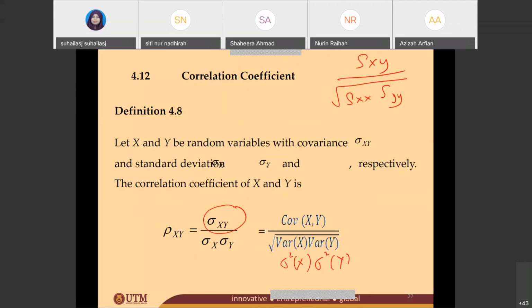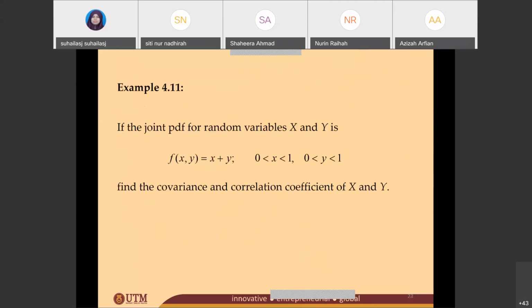Okay, the correlation coefficient is a single value, not a value in terms of X and also Y. So let's say, I'll go directly. You want to find your covariance and correlation coefficient, only the working is a bit long. Again, you have X between 0 and 1, Y between 0 and 1, and you need to find your covariance and correlation.